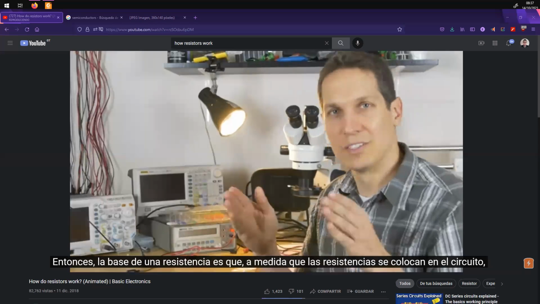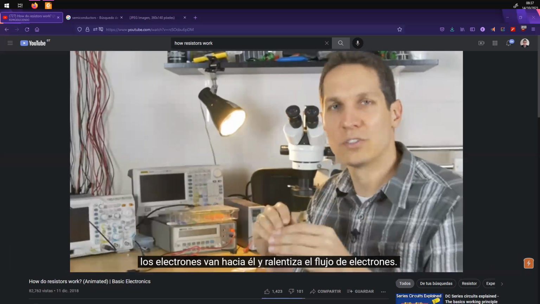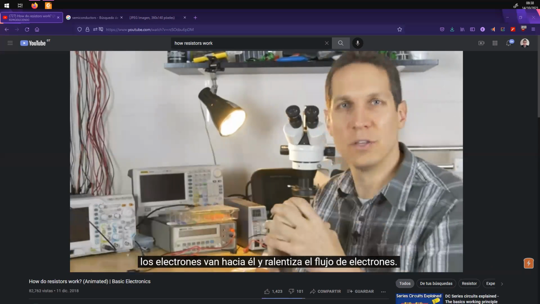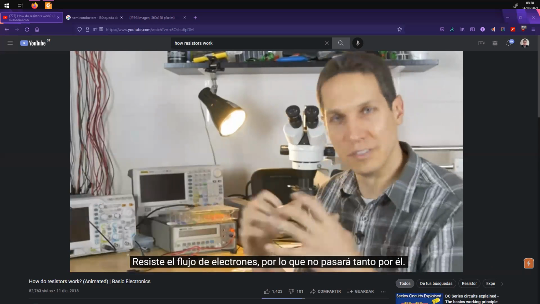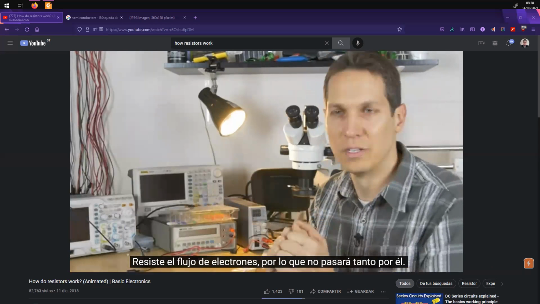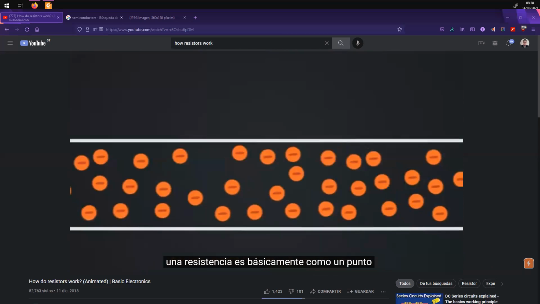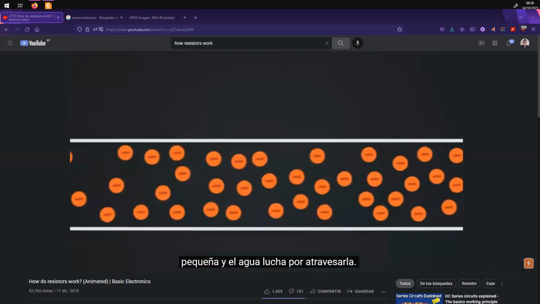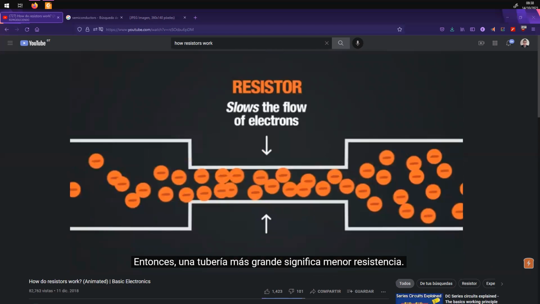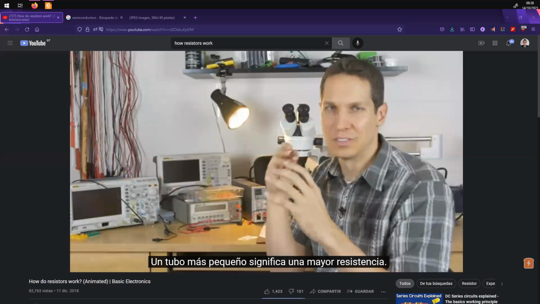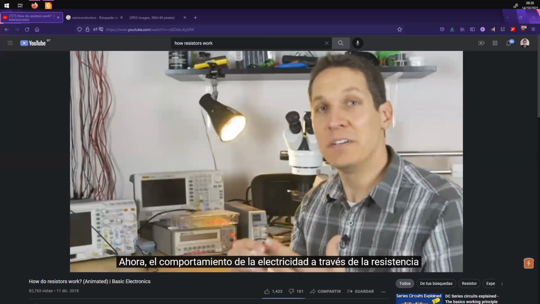So the basis of a resistor is that as the resistor is put into the circuit, the electrons go to it, and it slows the flow of the electrons. It resists the flow of electrons. As an analogy, a resistor is basically like a point where the pipe gets smaller, so the water struggles to get through it. So a bigger pipe means low resistance and more current, or more water flow, using that analogy.